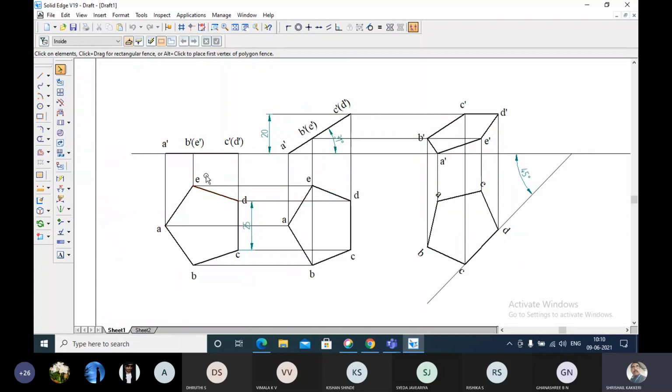A pentagon lamina of side 25 mm is resting on one of its corners, and the edge opposite to the corner on which it rests, CD, is at a height of 20 mm. Now, don't think about what height it is. I want to rotate it by 31 degrees.